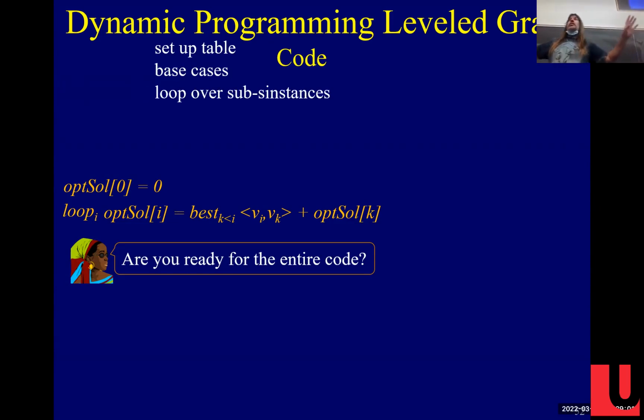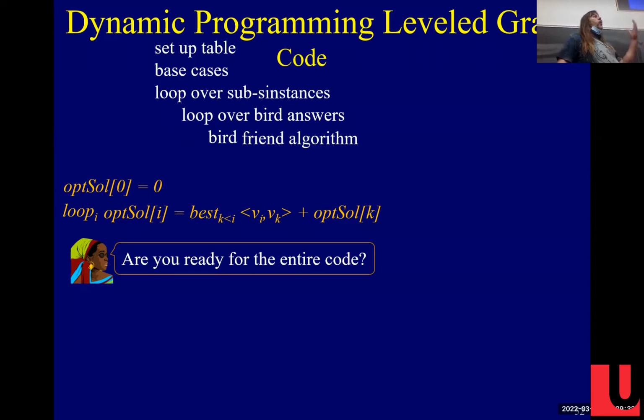Because we have this table, we have to fill in every instance of the table, and the table is indexed by these subinstances. So we're basically looping over the subinstances from the base case all the way up to our final instance, right? That makes sense? And remember, what we do for a particular subinstance is we try all the bird answers. So there's going to be this inner loop where you loop over bird answers. And then what do you do when you have a particular subinstance you're trying to solve? Your bird has given you some advice.